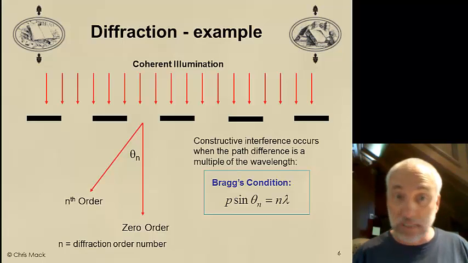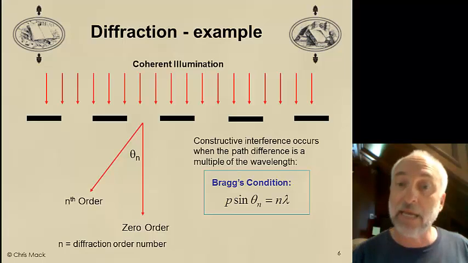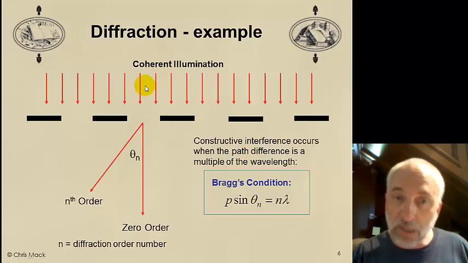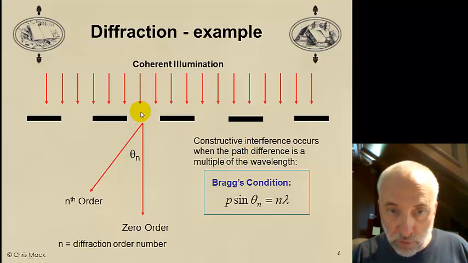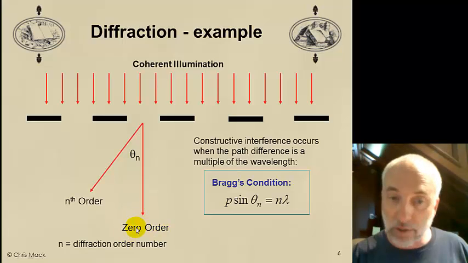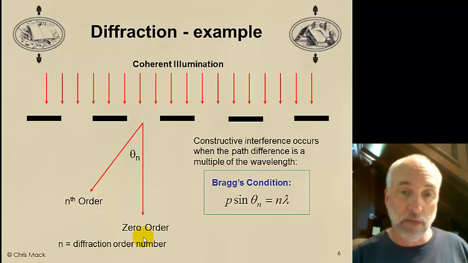When n equals 0, we say that we have the 0 order. And if I plug in n equals 0, what angle do I get? I get an angle equal to 0, theta equals 0. So the 0 order is the light that goes through without changing its direction. And that results in constructive interference and a bright point of light.